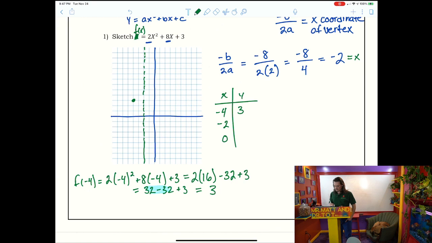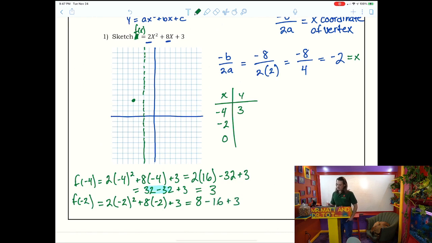Let's look at negative 2. So at f of negative 2, we'd have 2 times negative 2 quantity squared plus 8 times negative 2 plus 3. Evaluating negative 2 squared is 4. 4 times 2 is 8. Negative 2 times 8 is going to be a negative 16 plus 3. 8 plus 3 is going to be 11. 11 minus 16 is going to be a negative 5. So at x is equal to negative 2, y is equal to negative 5.